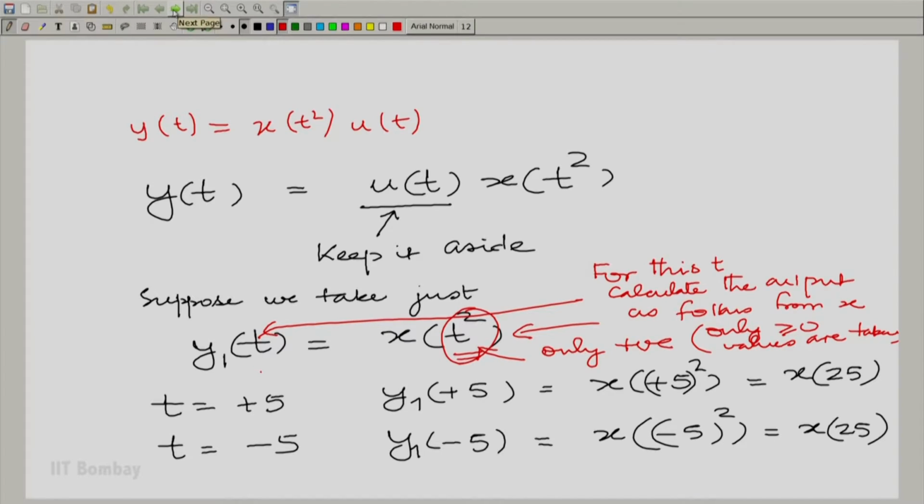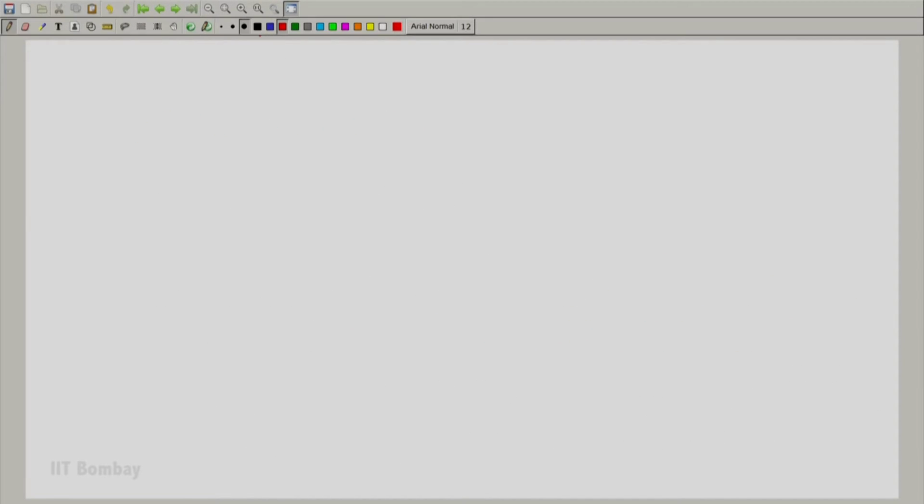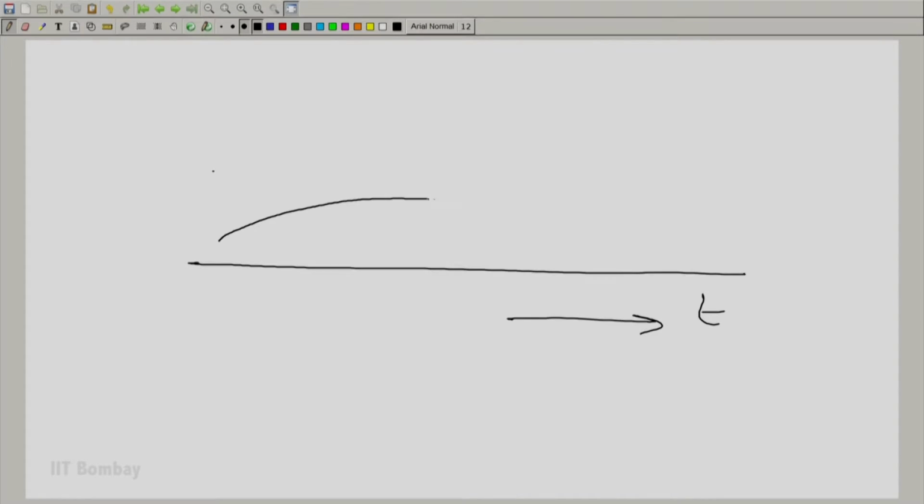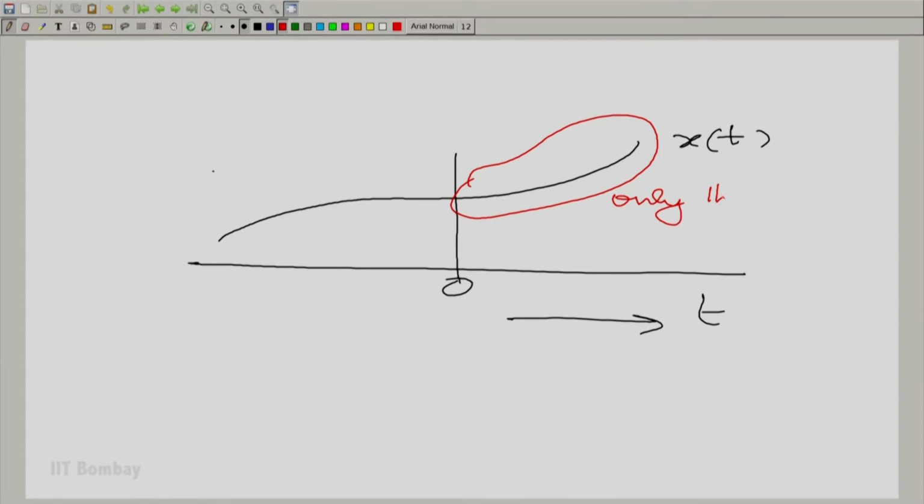What is the implication of that? It would mean that, for example, if I had an x of t like this, only this part would ever figure in the output. The negative part of t is lost forever.